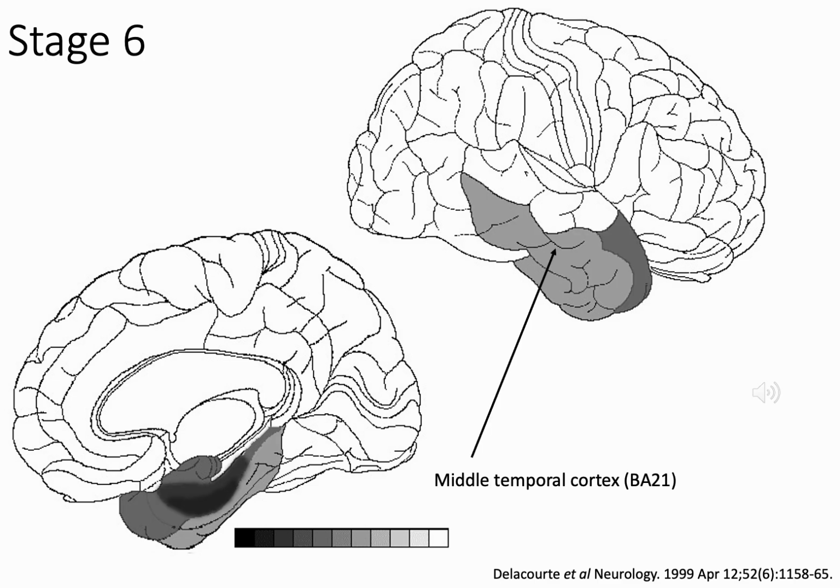Stage 6. The middle temporal cortex is then affected by neurofibrillary degeneration. This represents a progression from stage 5, both in terms of tau and amyloid pathology and clinical symptoms, primarily memory and language impairments.